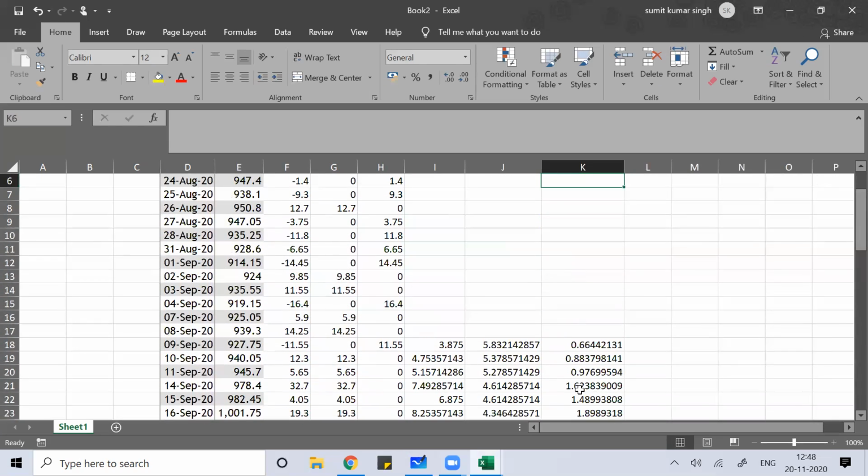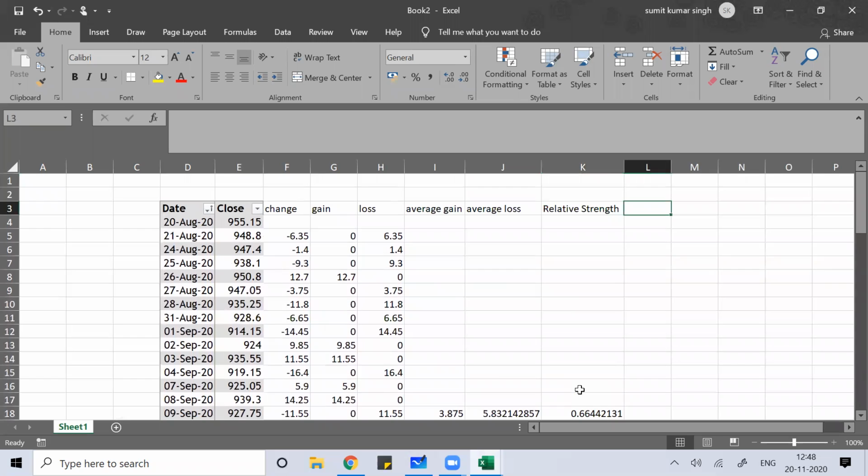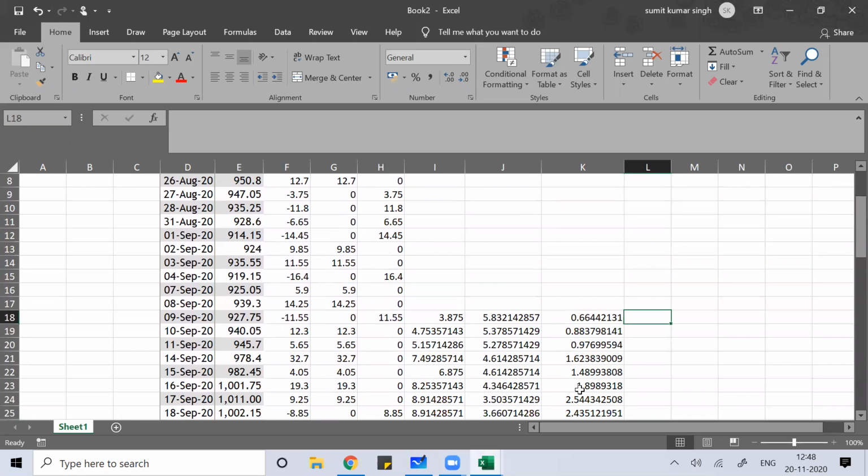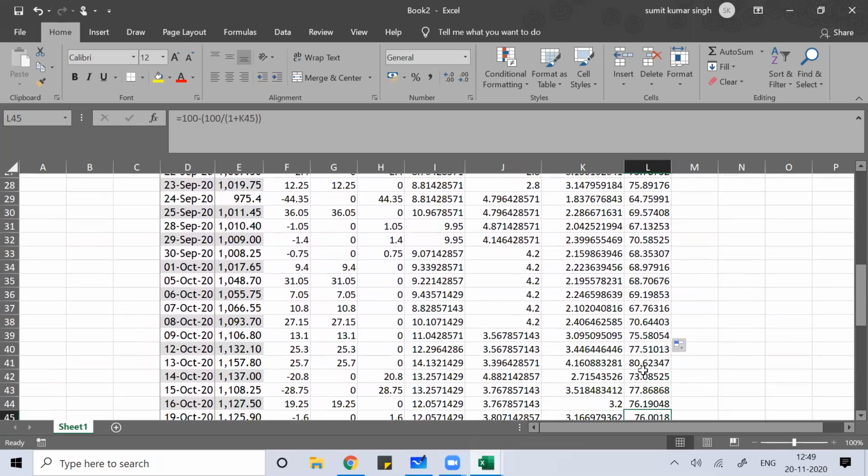Once you find the relative strength, you just need to find RSI, the relative strength index. For that, use the formula 100 minus 100 divided by 1 plus RS. So you can see the RS value.